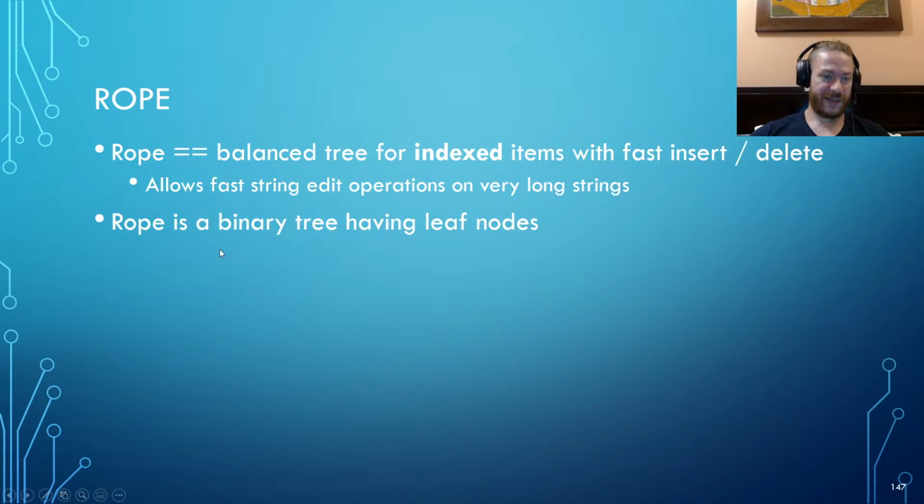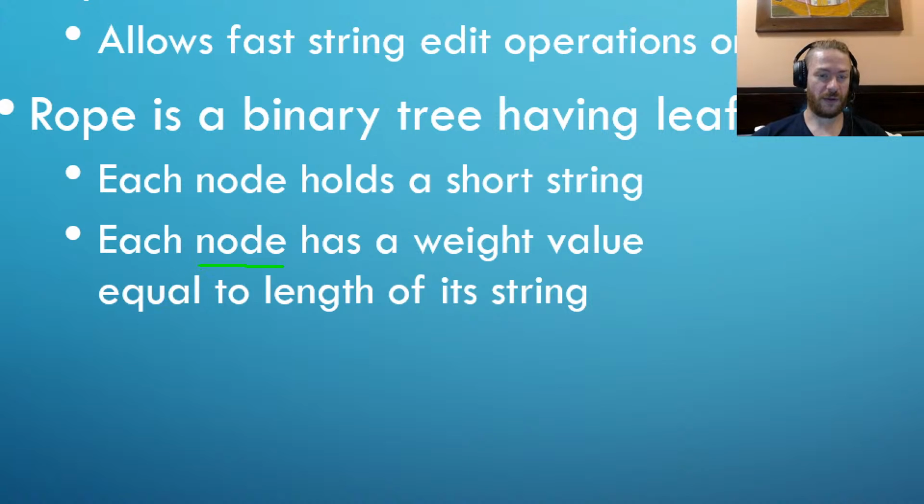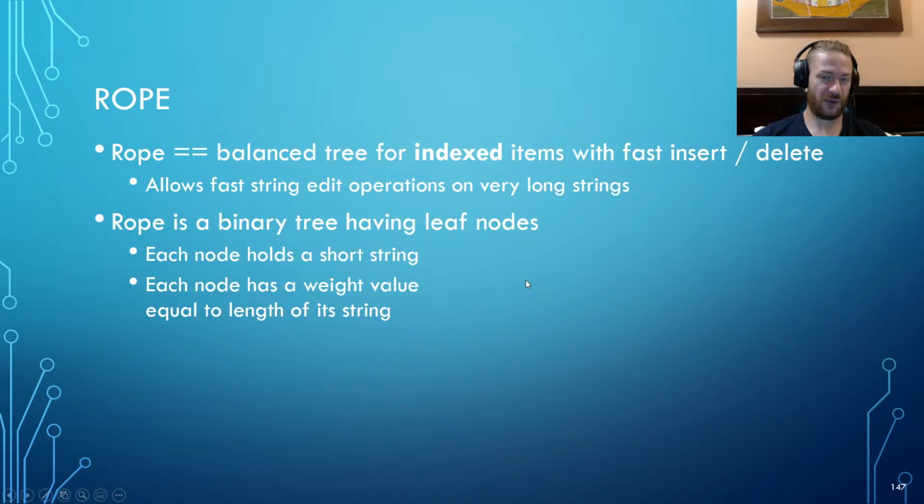The rope is essentially a binary tree. Each node has two children at most. And the leaf nodes contain a short string. Each leaf node contains a short string. And each non-leaf node has a weight value equal to the length of its string. You will see it in a minute.